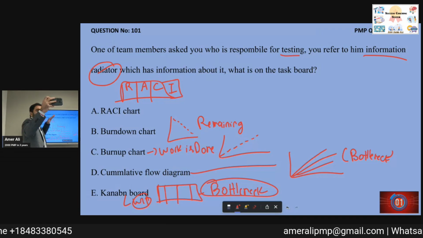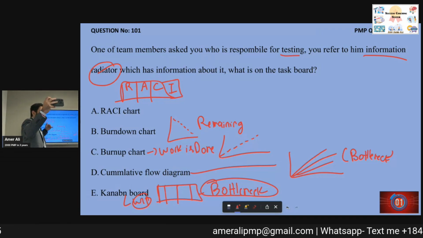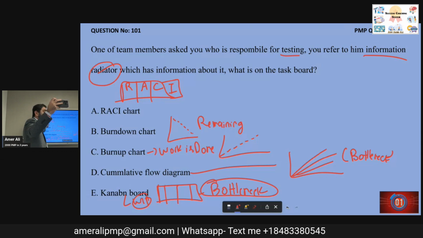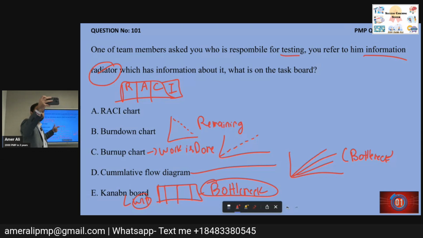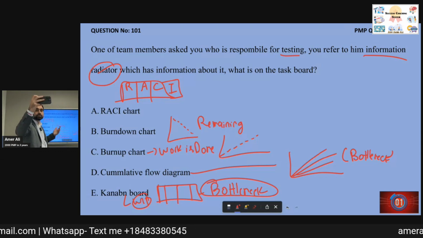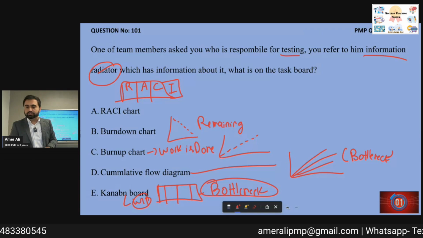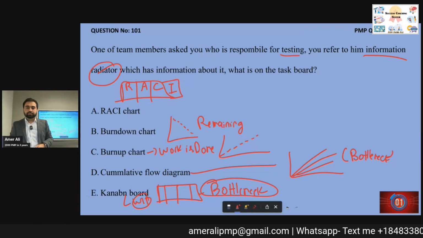Burnup chart, how much work has been done as compared to plan. Burndown chart, how much work is remaining. And RACI shows you responsibility, accountability, consult, inform. Who is responsible and things of that nature. Okay, a RACI chart shows. RACI is a part of planning phase.